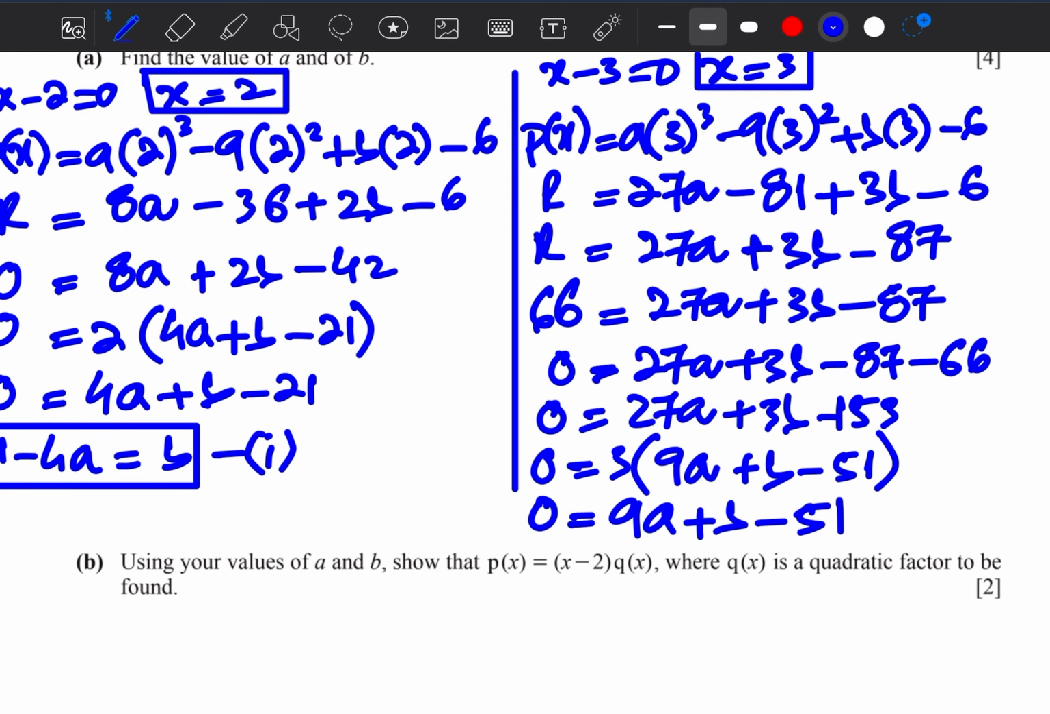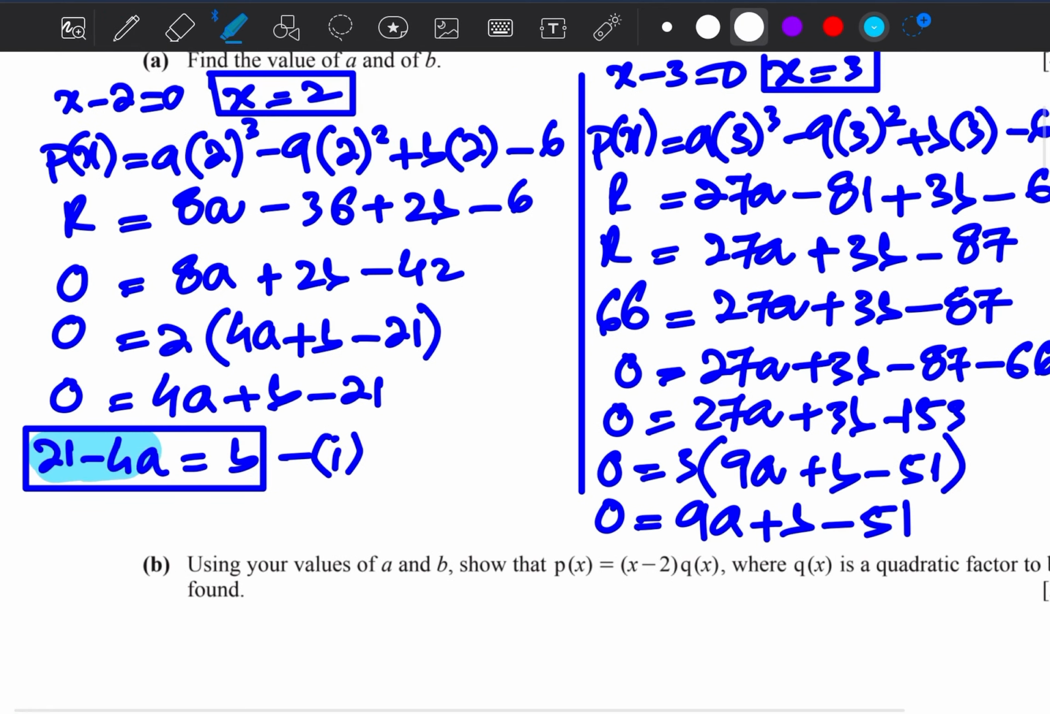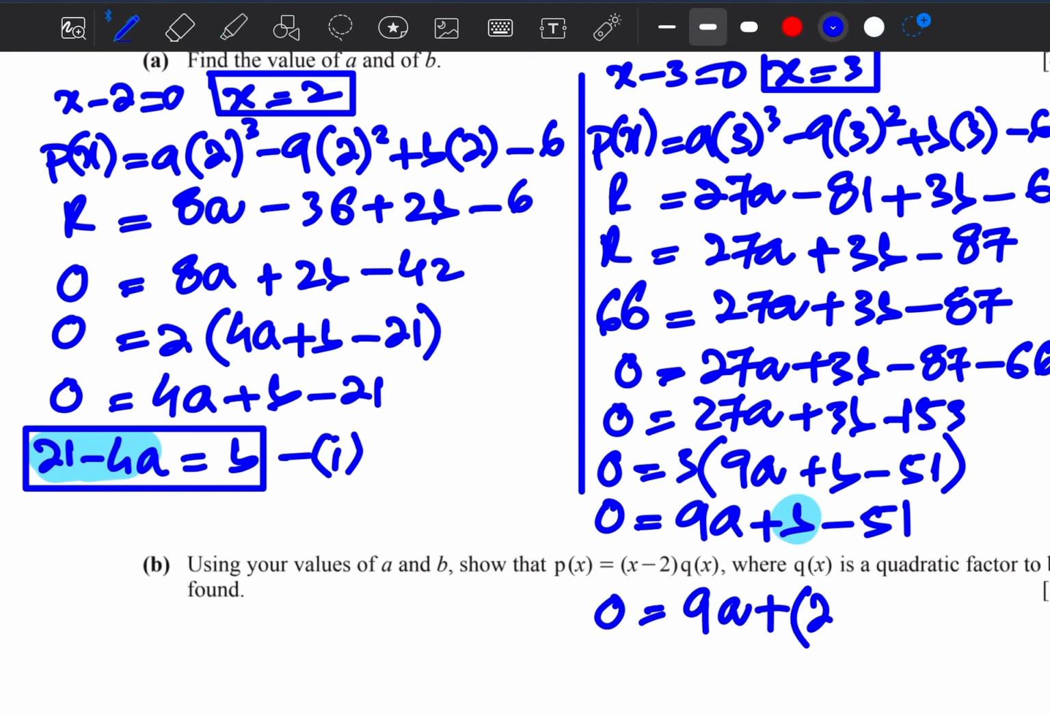Now from the first equation, I'm going to put the value of b as 21 minus 4a over here. I will get 9a plus 21 minus 4a minus 51.